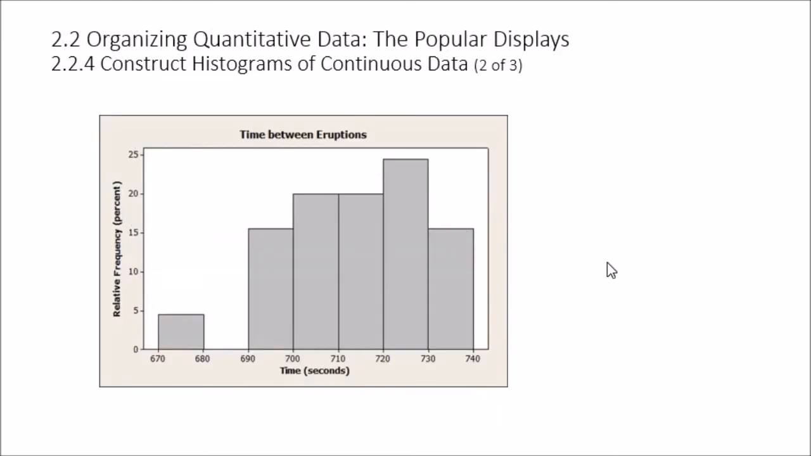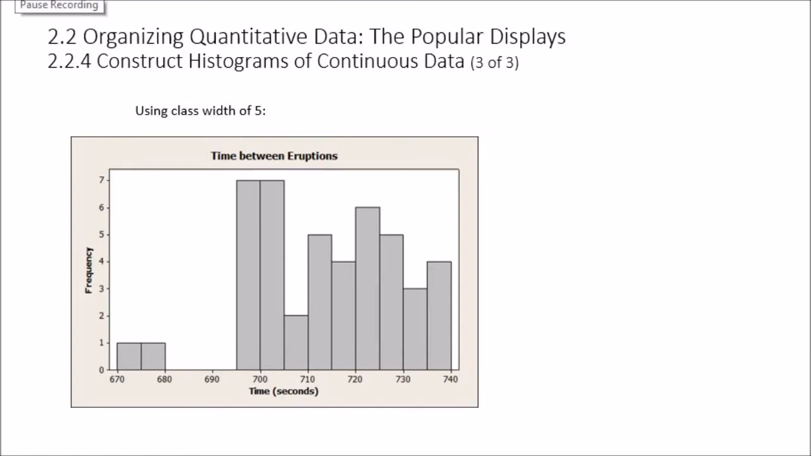In the same manner, we can construct relative frequency histograms of continuous data. Everything is similar to the previous histogram except for the y-axis, which represents the relative frequency or the percent. So the height of each rectangle represents the relative frequency, not the frequency. Here is another histogram for the same set of data, but the class width here is 5. Notice here that we have lots of ups and downs. This does not show a clear trend in our data. This just shows us that a class width of 5 is not convenient.